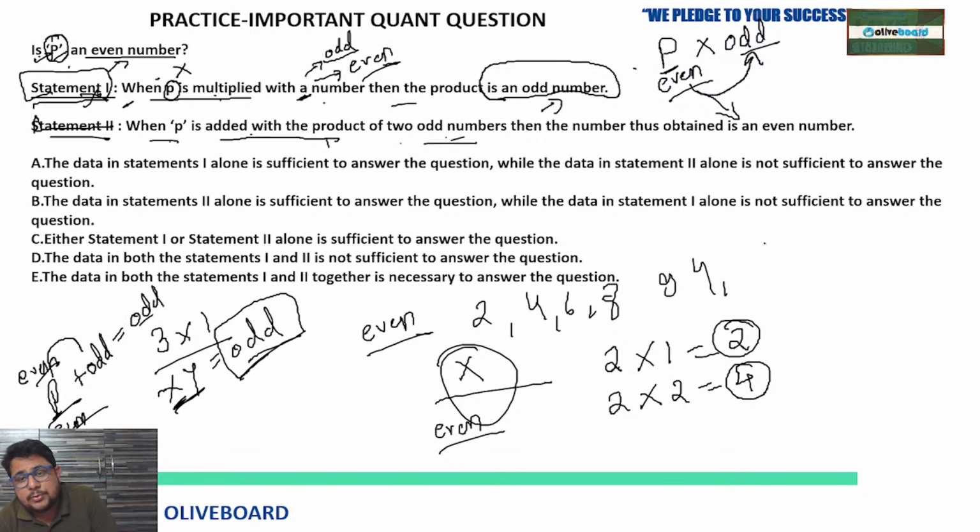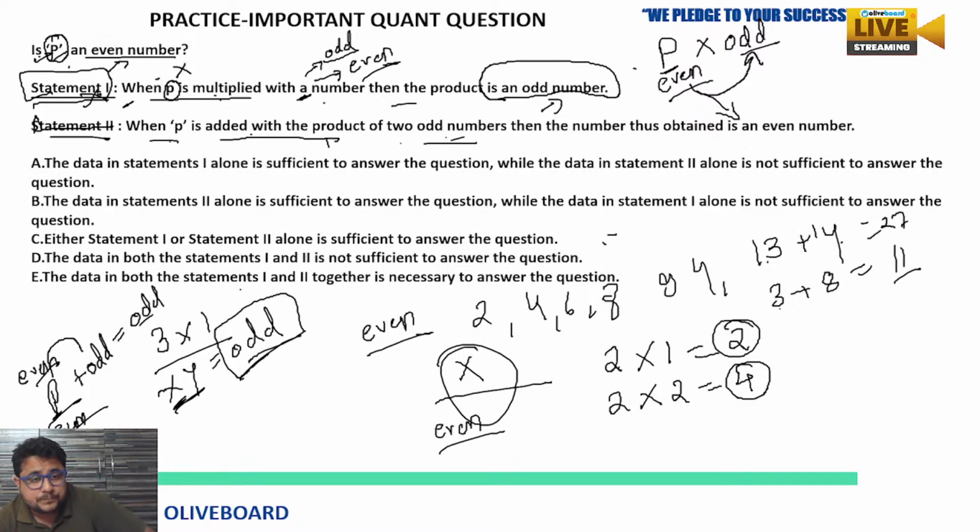See, I am giving you an example. 13 plus 14, okay, 3 plus 8, what are you getting? 13 plus 14, you are going to get 27. 3 plus 8 is 11. These are odd numbers only. So what are they saying in the second statement? The data in statement 2 alone is sufficient to answer the question, while the data in statement 1 alone is not. Statement 2: when P is added with the product of two odd numbers, then the number thus obtained is an even number.